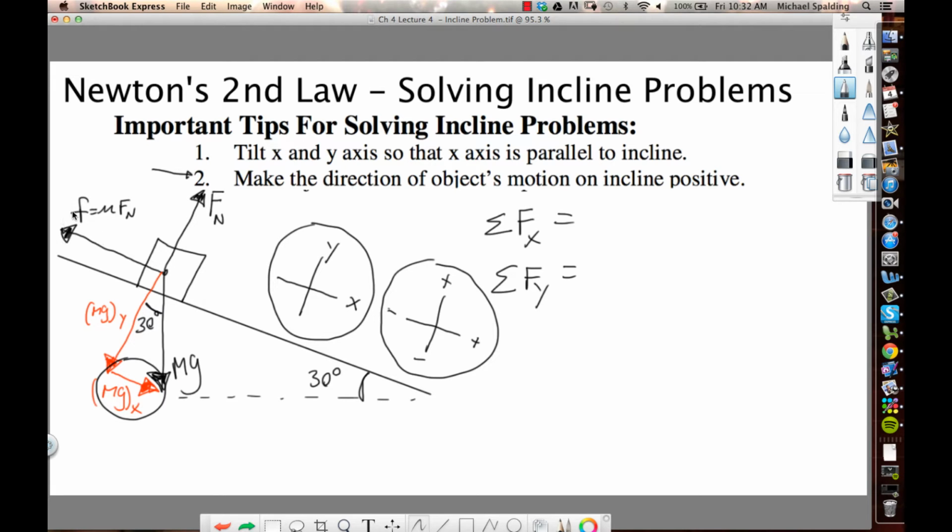Okay? Let's talk about mgx. If you look at this, now remember, you can pick vectors up and move them around as long as you don't change the direction. You're allowed to move a vector as long as you don't change the direction. Pick up mgx. In fact, let's do this. I'm going to pick this vector up right here, and I want to show you something. What is mgx doing? That's the vector. What is mgx doing? Pushing the block down the hill. mgx is the force pushing the block down the hill. What's mgy doing?